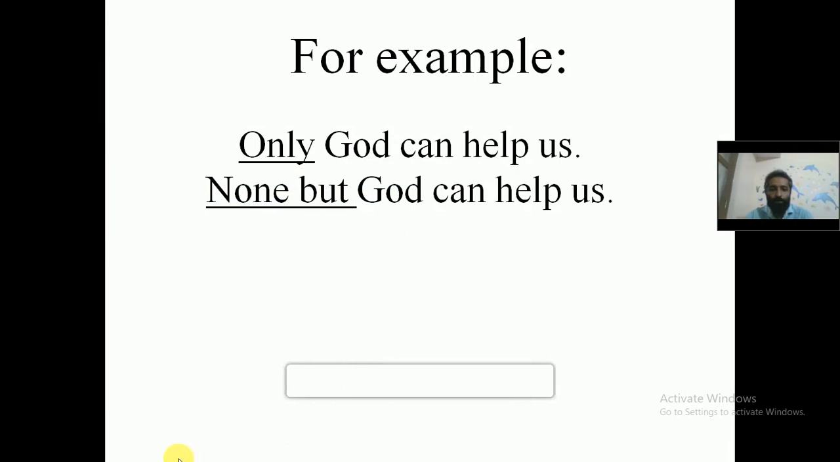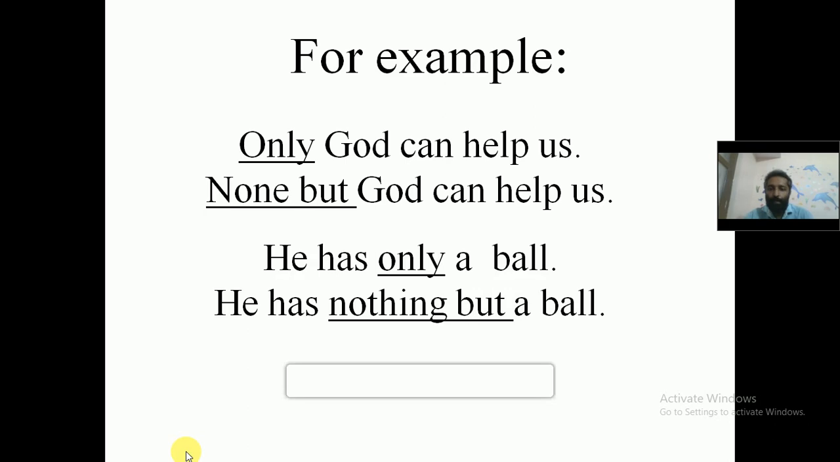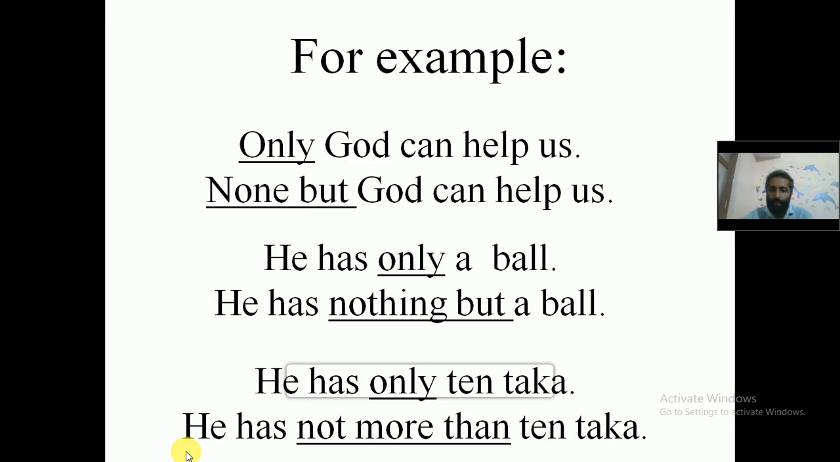Second, he has only a ball. It is an affirmative sentence. It contains the word only. It refers to a thing, so we'll have to use nothing but. He has nothing but a ball. Third example, he has only 10 taka. Taka means rupees of Bangladesh. It is an affirmative sentence. It contains the word only and it refers to a number. So we'll have to use not more than or not less than. The answer will be: He has not more than 10 taka. I hope you are clear with the first rule.